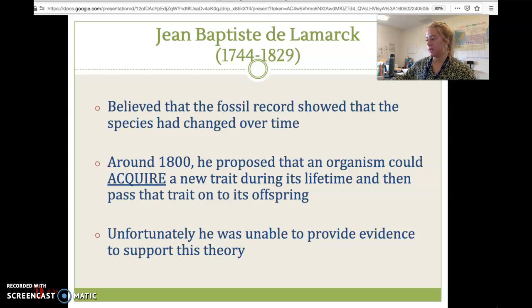His first scientific publication was in 1778 when he was 34. Unfortunately, he gradually became blind and died in Paris in 1829. So that was kind of a long life, but that's him in a nutshell. We don't talk too much about him because, like I said, he didn't have the evidence to support his theory.